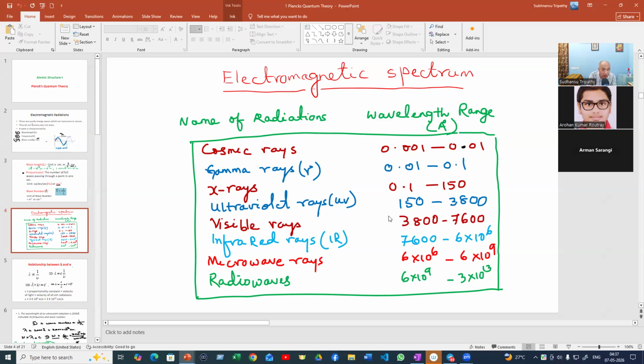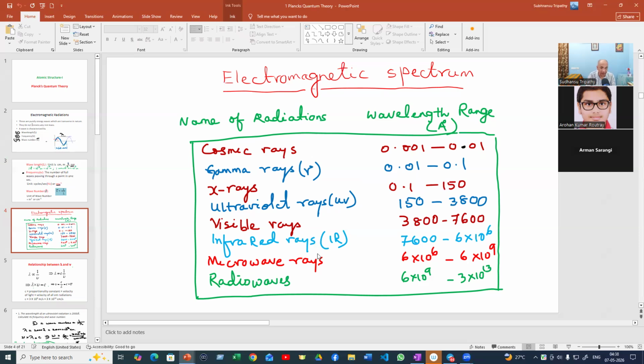Then visible, through which we can see: ultraviolet is 150 to 3800, and visible is 3800 to 7600. Usually we say 4000 to 8000. For better memory, we say 4000 to 8000 angstrom, but actually 3800 to 7600. This is the violet region, VIBGYOR, and this is the red region. And this change is gradual.